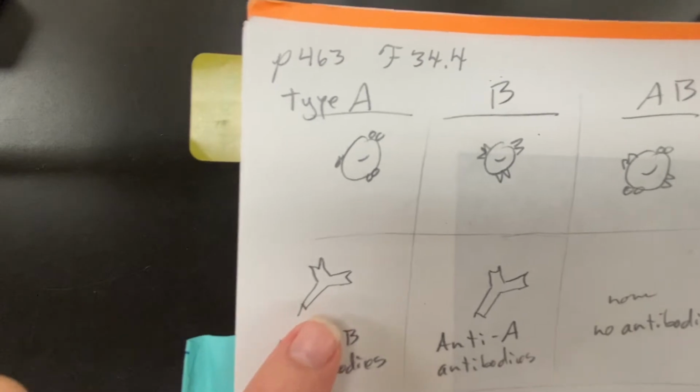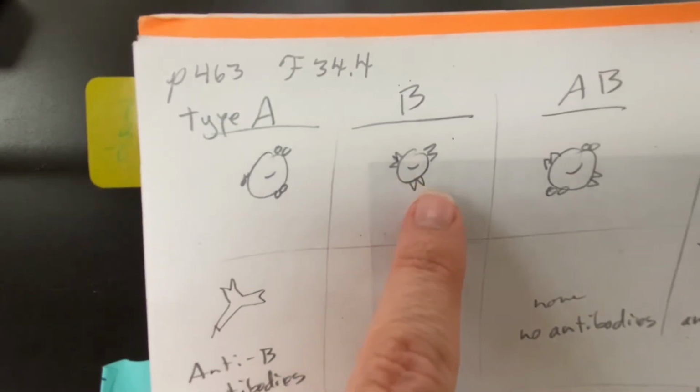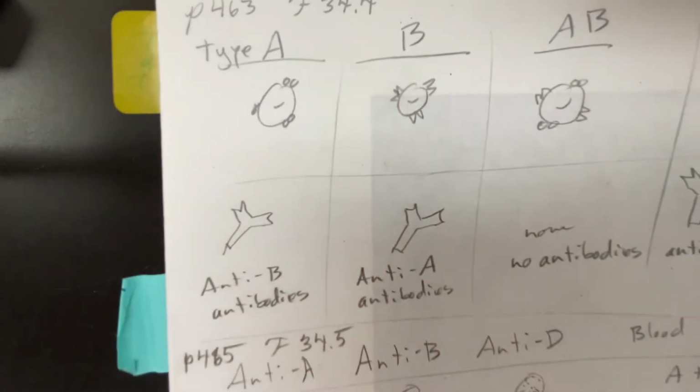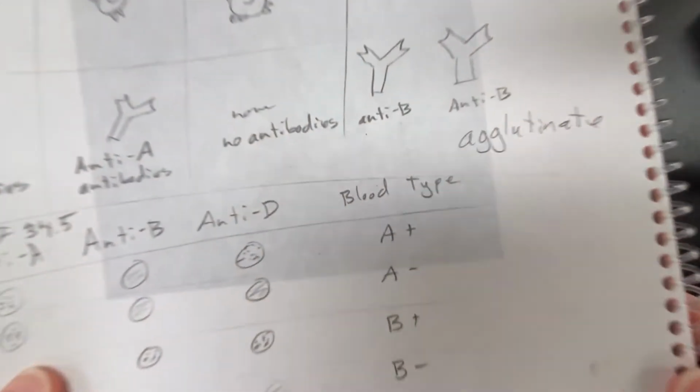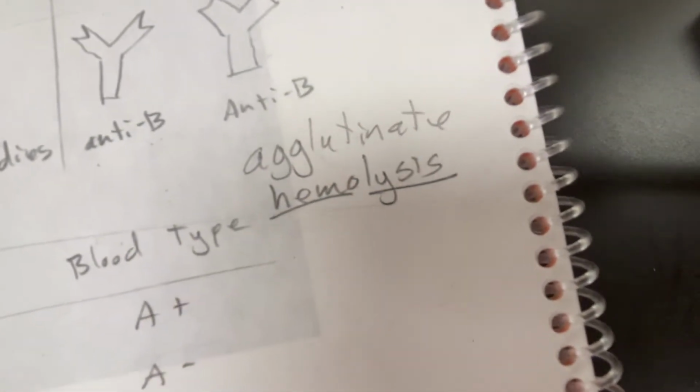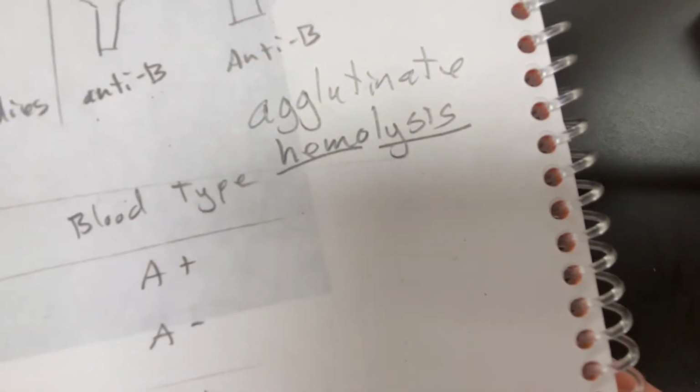Now, if you mix the anti-B antibodies with type B blood, it will attack and agglutinate. Do I have that word written down for you? I don't. Agglutinate, A-G-G-L-U-T-I-N-A-T-E. It will agglutinate, which means to clump. And then that causes hemolysis. Hemo for blood, lysis for a loosening of, which in this case is sort of an explosion.